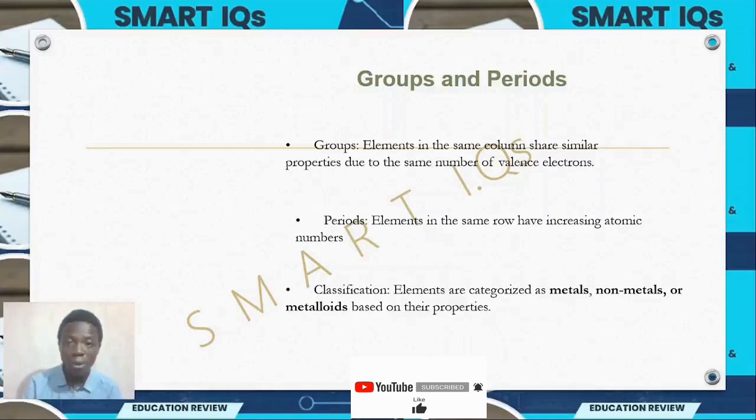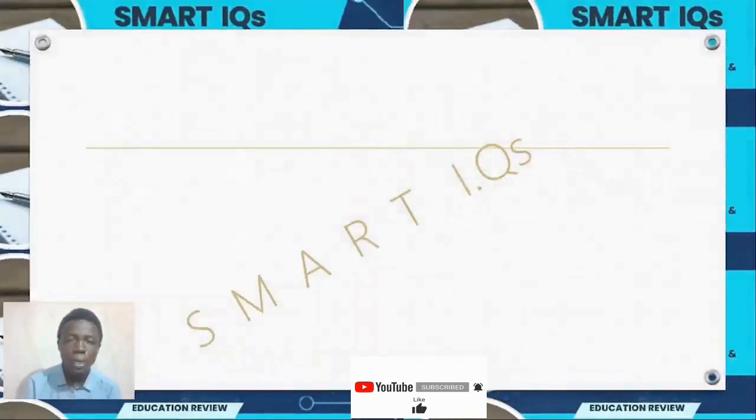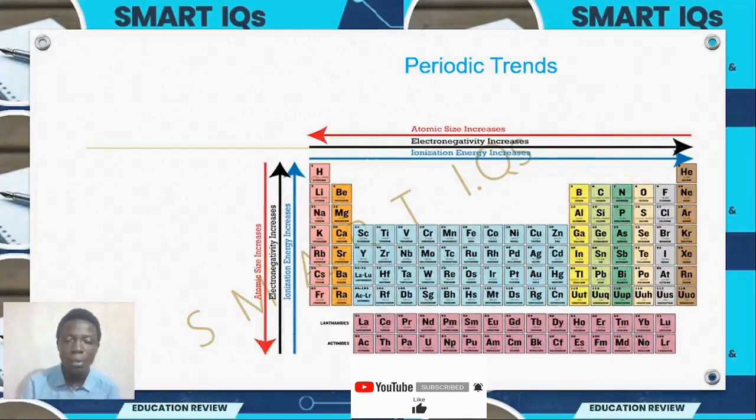So of course, we know from our previous knowledge that elements are classified into metals, non-metals, or metalloids, and this is based on their properties. Okay, good. So let's talk about periodic trends now, and we're going to consider these pictures before us.